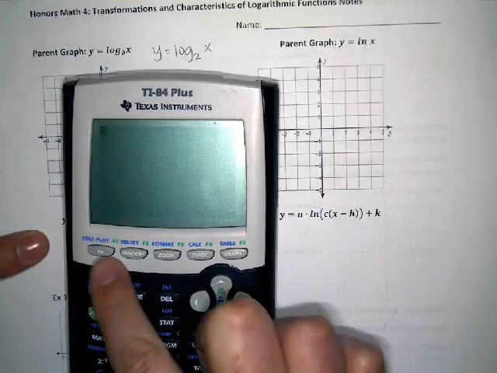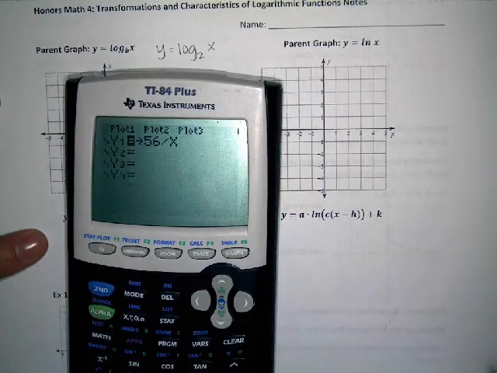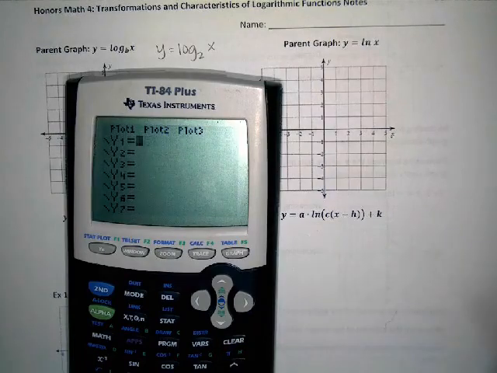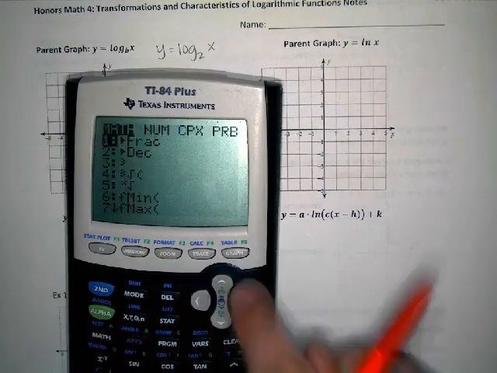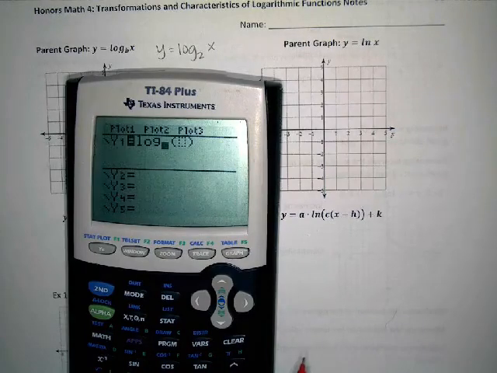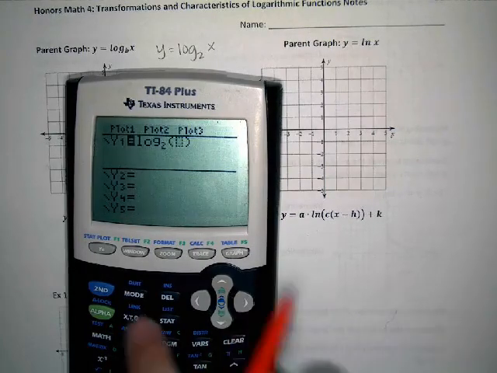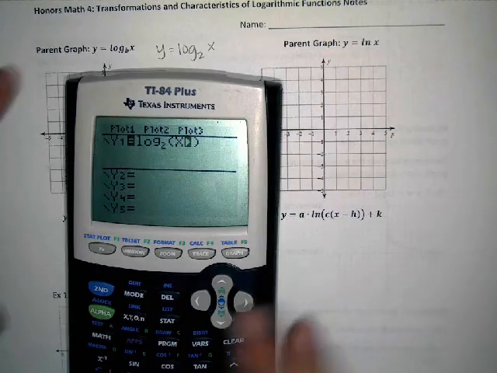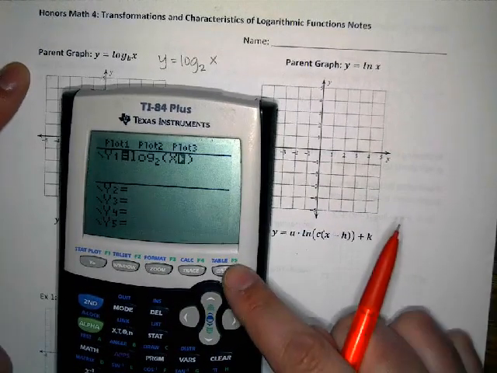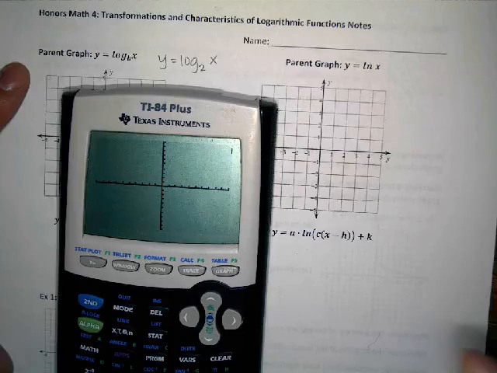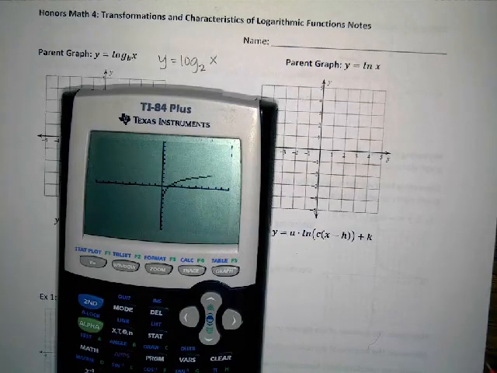So in our graphing calculator, we're going to hit y equals. And then how do we type log base 2? Math, up, log base 2 of x. And then we're going to hit the graph button so we can see what the graph looks like. There it is. Does this remind you of another graph that you've seen before?